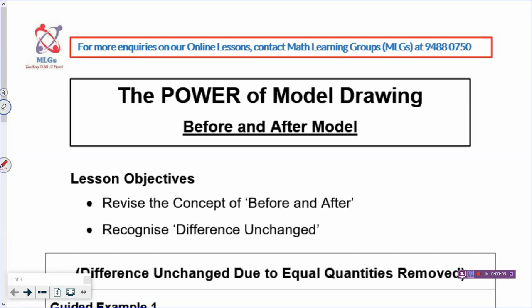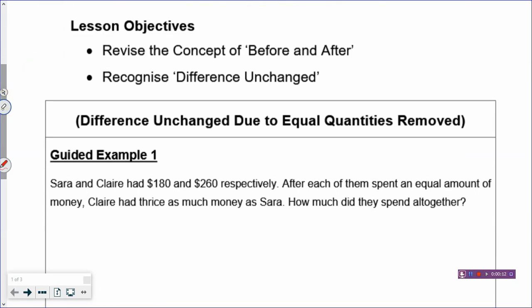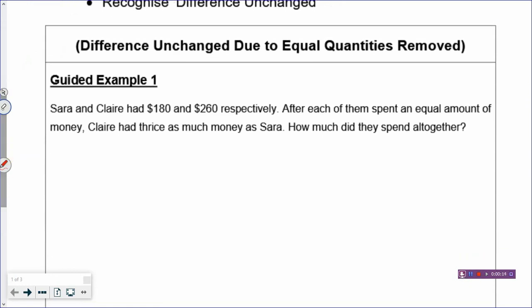Now, today we are going to look at the before and after model, and this time we are going to look at difference unchanged. So how do we recognize that the difference is unchanged? Before we look at example 1, I'm going to sidetrack and give you a very simple example.